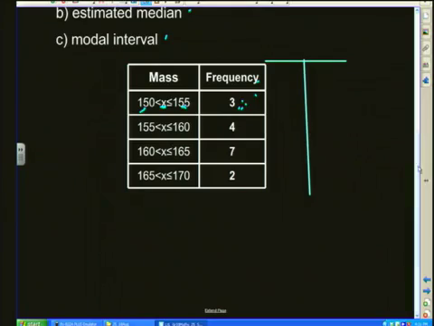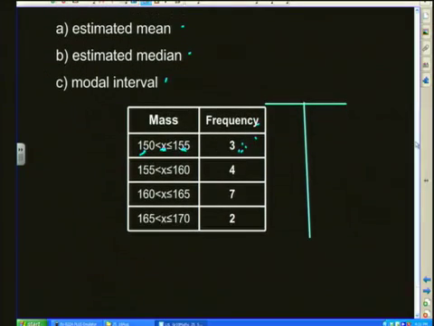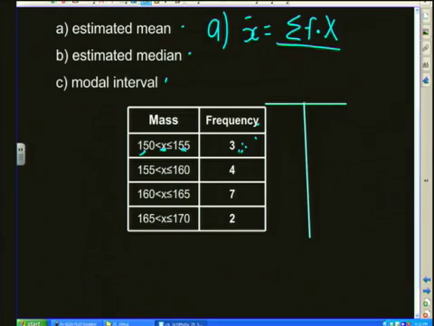Okay, I'm going to dive straight into the first question, which is to work out the estimated mean. Because we're dealing with grouped data, your mean is the sum of your frequency times the midpoint of your class interval divided by the total number of values. Okay, so it's the sum of the frequency of the interval times by the midpoint of that interval, and then that's all divided by the number of items we're dealing with.